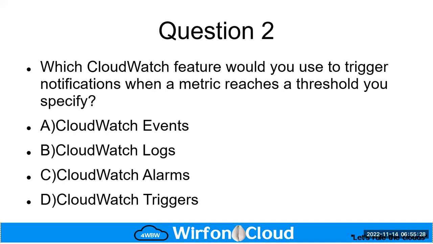Question 2. We have 5 minutes. Someone should read. I've been talking all morning. Which CloudWatch feature would you use to trigger notifications when a metric reaches a threshold you specify? A, CloudWatch Events. B, CloudWatch Logs. C, CloudWatch Alarms. D, CloudWatch Triggers.